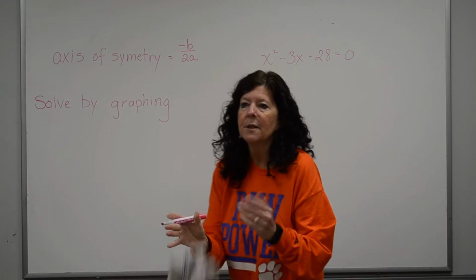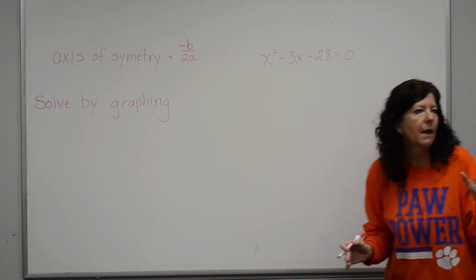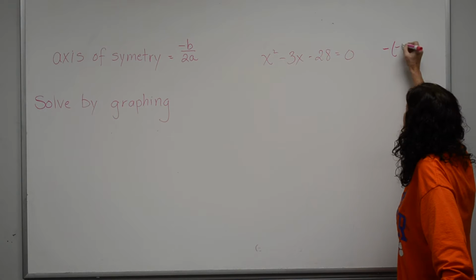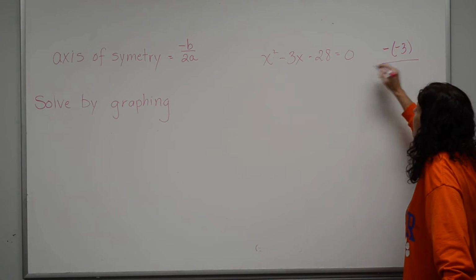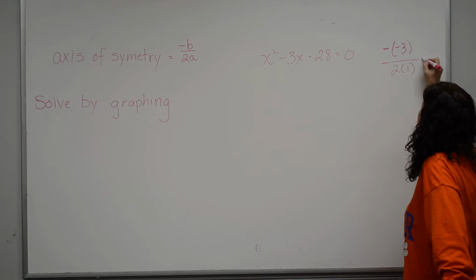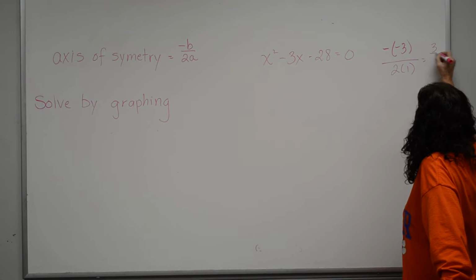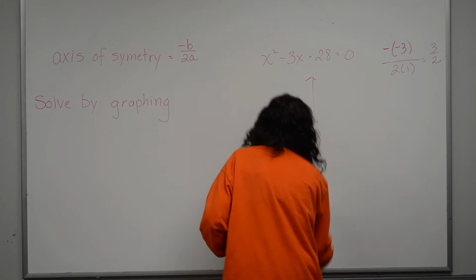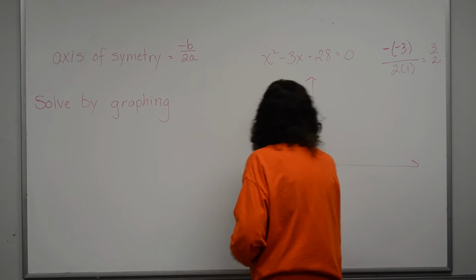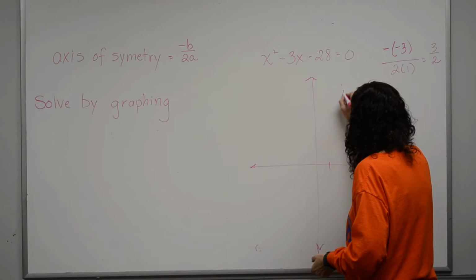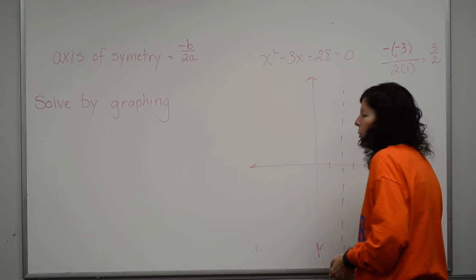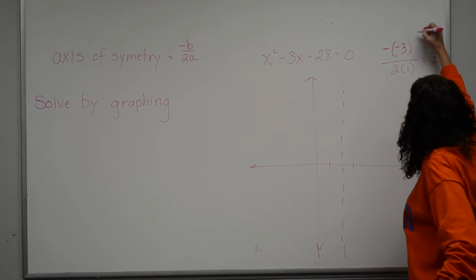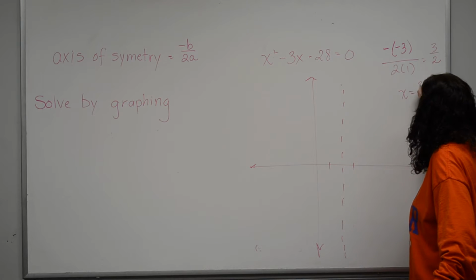All right, so I've got this one. First thing I'm going to do, I'm going to graph it. So I'm going to find the axis of symmetry. -b over 2a: -3 over 2 times 1. So my axis of symmetry is 3 over 2, or +1.5 this time. So I'm going to put a dotted line halfway between the 1 and the 2. So this is my axis of symmetry. X is equal to 3 over 2.